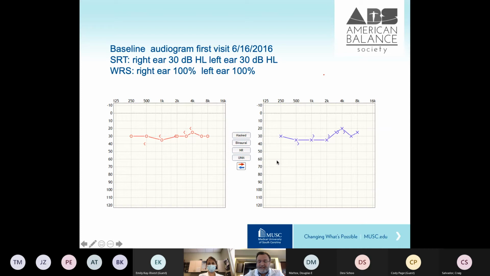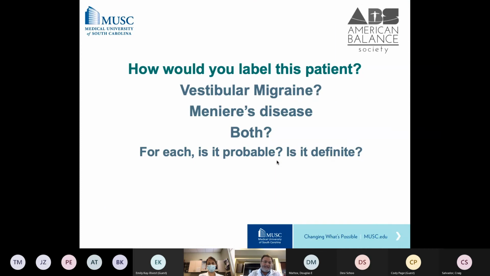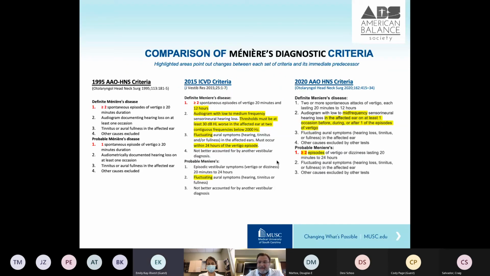But how would you label this patient? Is she a vestibular migraine, a Meniere's disease, both? For each, is it a probable or a definite diagnosis? So we can review the criteria for Meniere's disease set forth by the 2020 criteria. You have to have 2 or more spontaneous attacks of vertigo, each lasting between 20 minutes to 12 hours. Audiogram showing low to mid-frequency hearing loss in the affected ear on at least one occasion before, during, or after one of the episodes of vertigo, and fluctuating aural symptoms in the affected ear.